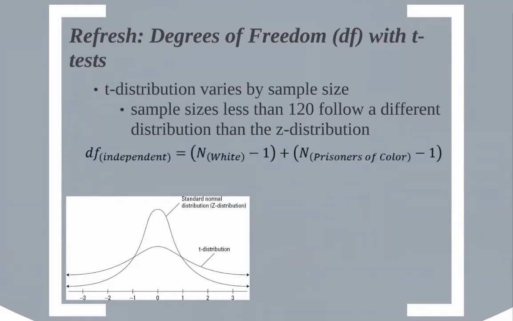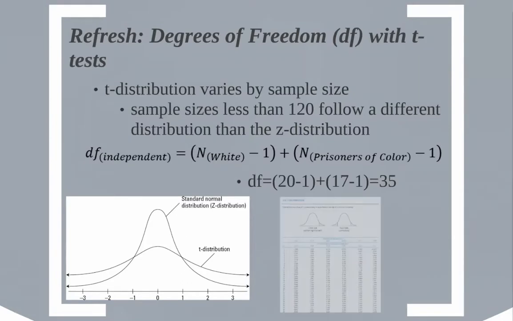What we do here is we take the n of group 1, in this case white prisoners, minus 1, plus the n of group 2, prisoners of color, minus 1. Or another way to put this is n of group 1 plus n of group 2 minus 2. It's the same calculation. When we put this calculation together, we have our degrees of freedom of 35, a DF of 35.